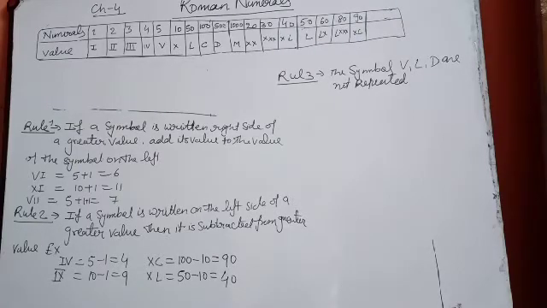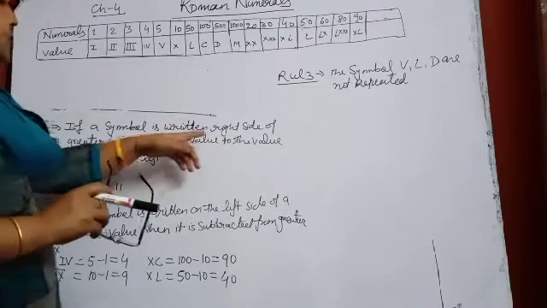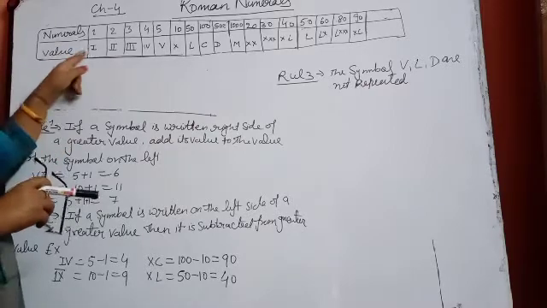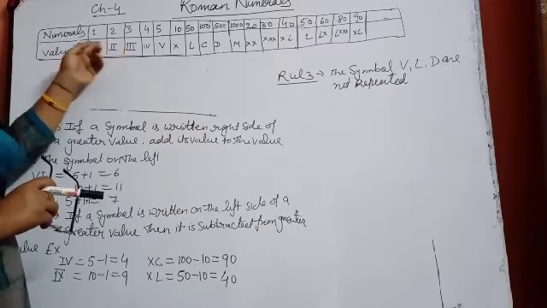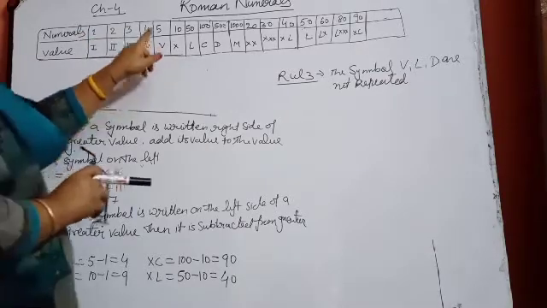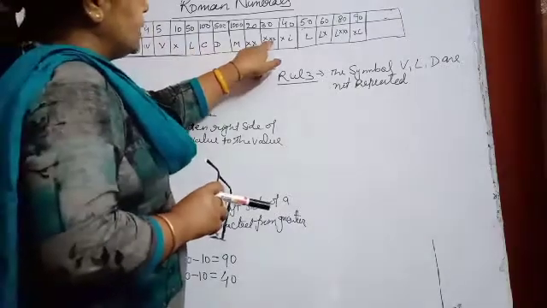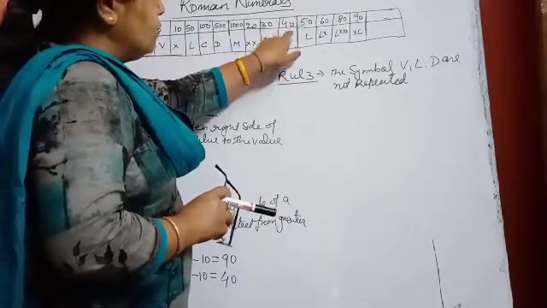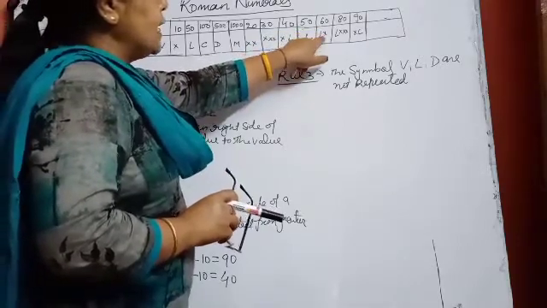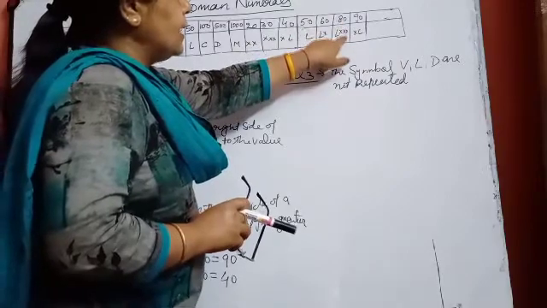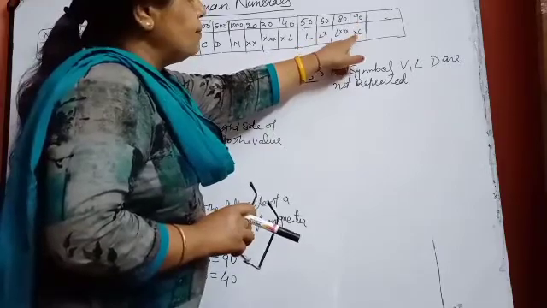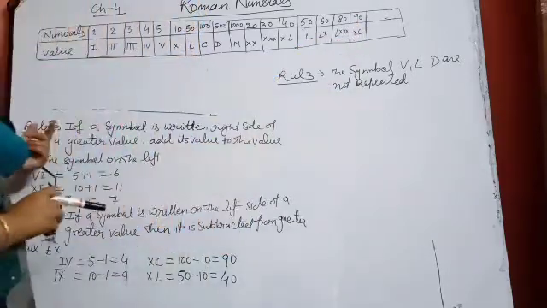If a smaller symbol is written on the right side, we cannot use it more than 3 times. See that 1, 2 or 3. Then for finding 4, what will you do? 5 minus 1. Similarly 10, 20 or 30, till 30 we can use. As we reach 40, what will we write? 50 minus 10. For L, 50. Then 60 LX, 70 L double X, 80 L triple X. And as we reach 90, what will we write? 100 minus 10. Because here see the rule first.